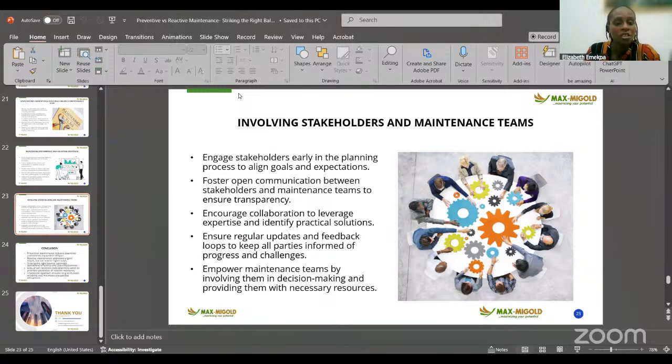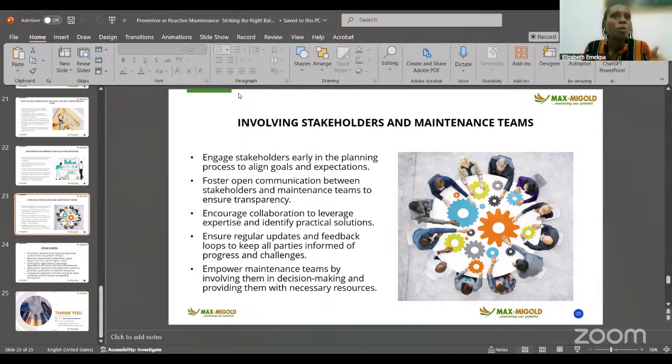Foster open communication between stakeholders. It's transparency. I was having a meeting with a client yesterday and he was talking about transparency and I was laughing. It's true. Transparency is important. Okay? Always ensure transparency among your maintenance team. This is what we need to do, this is how we need to do it, this is when we need to do it, this is what we've done.